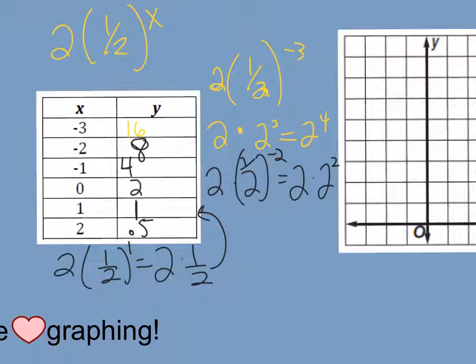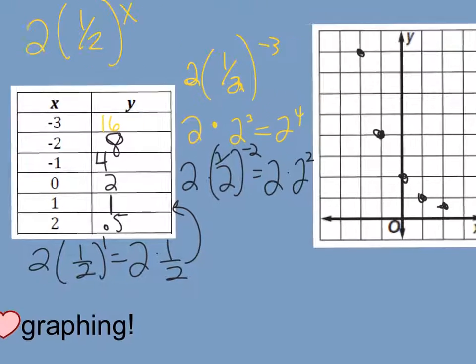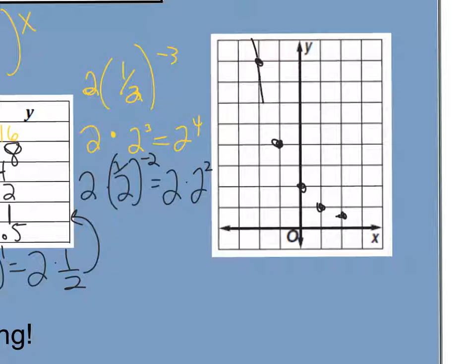So at -3, I'm all the way up at 16. I'm off the graph. At -2, I'm at 8. At -1, I'm at 4. At 0, I'm at 2. At 1, I'm at 1. At 2, I'm at 0.5. So this starts to give you an idea of what this is going to look like.